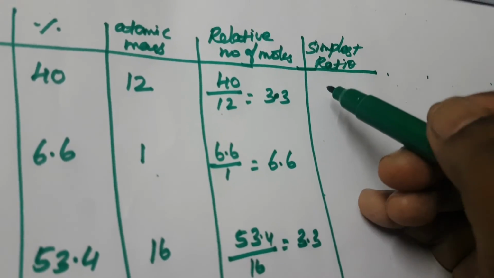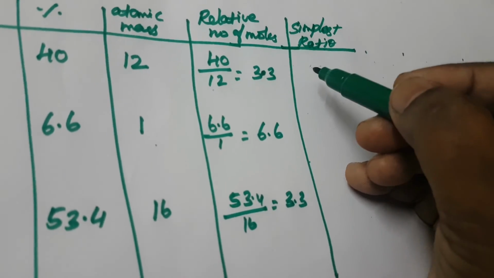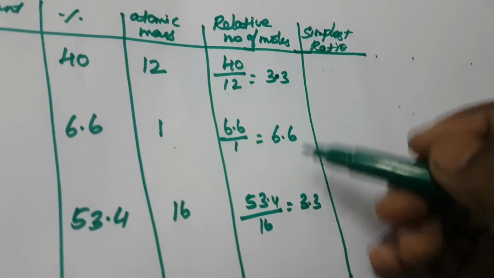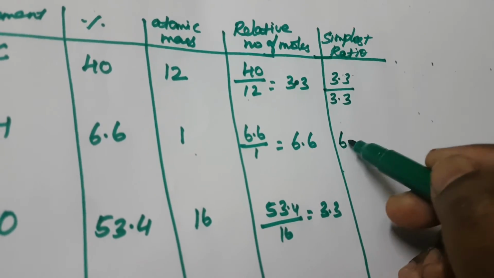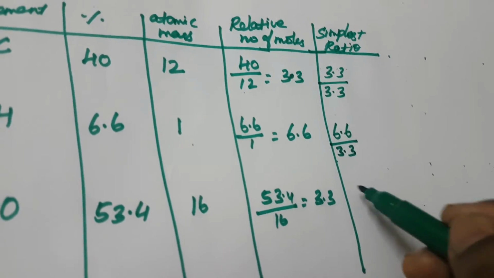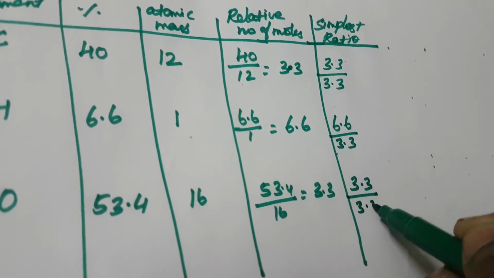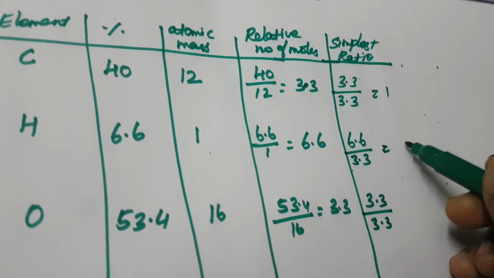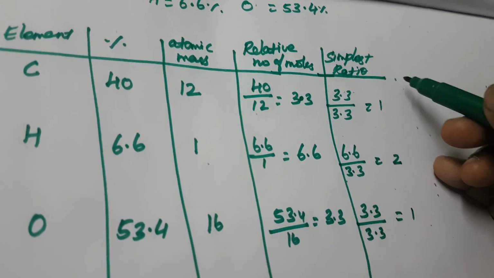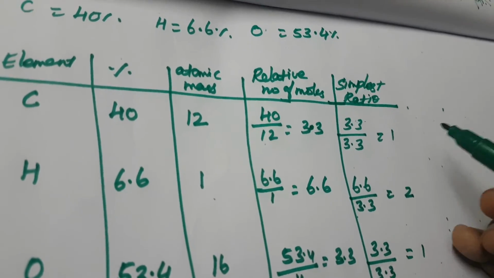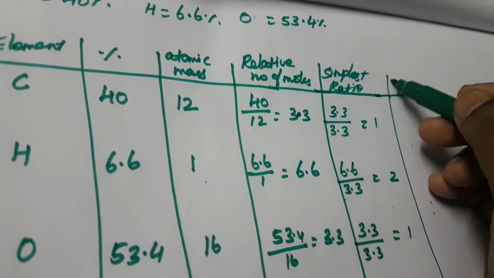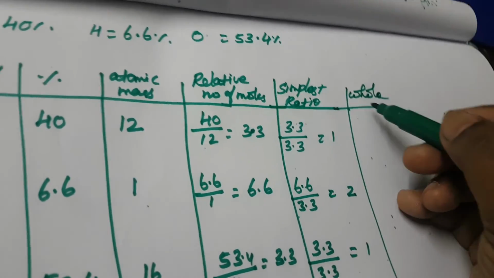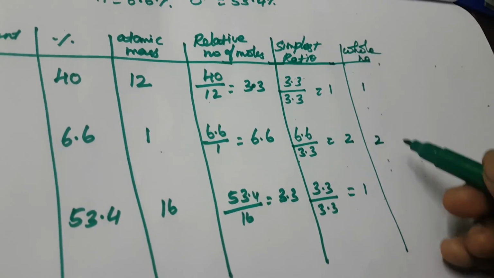So next one is the simplest ratio. How to calculate the simplest ratio? The least value is 3.3, so 3.3 divided by 3.3, 6.6 divided by 3.3, 3.3 divided by 3.3. What is the answer? This is 1, this is 2, this is 1. Okay, this is the simplest ratio. This is already a whole number ratio, so straightaway it is 1, 2, 1.